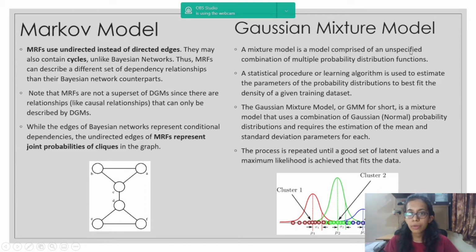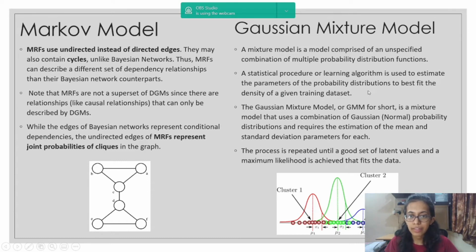The Gaussian mixture model, it is a mixture model comprising of unspecified combinations of multiple probability distribution functions. The one thing that we have to remember here is the data sets aren't exactly placed into the graph. We have to have the estimation of means and standard deviation parameters placed into the graph. It is used as a density graph basically. So we keep on repeating until we find a good set of latent values and the maximum likelihood is achieved.